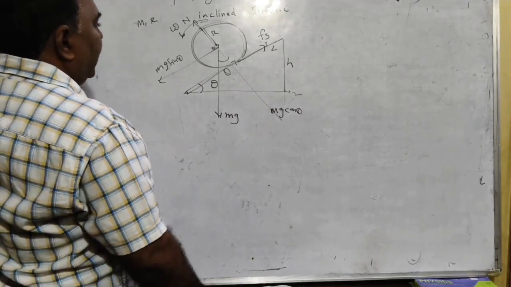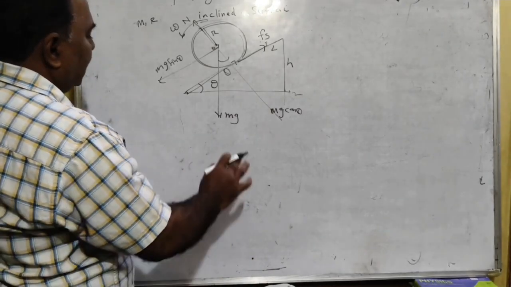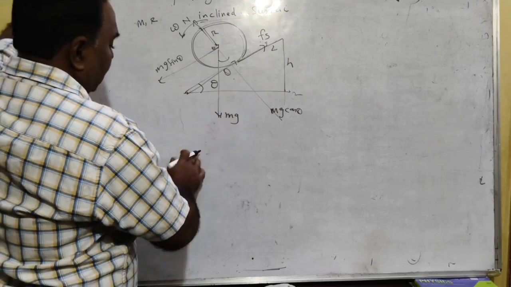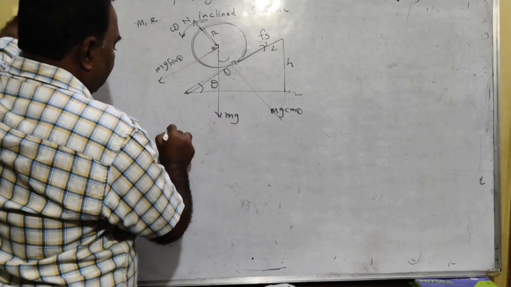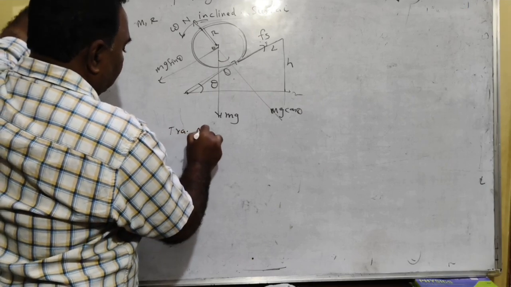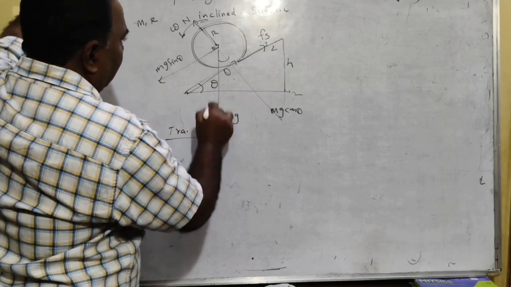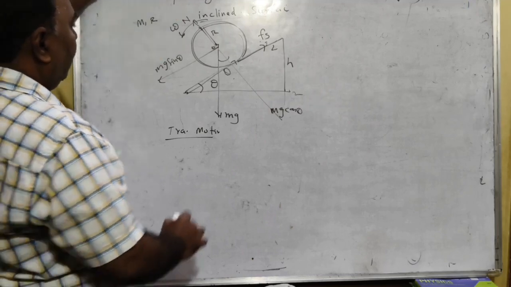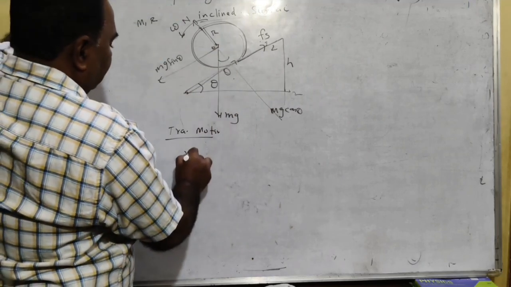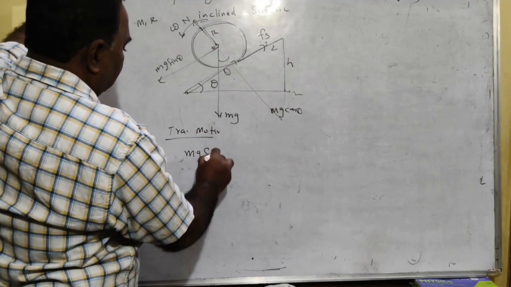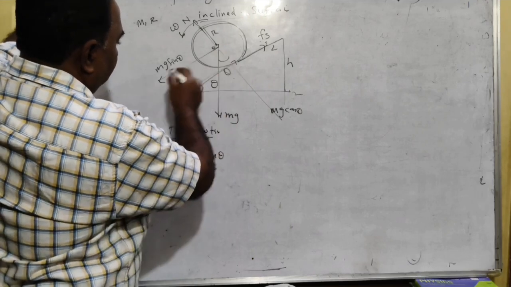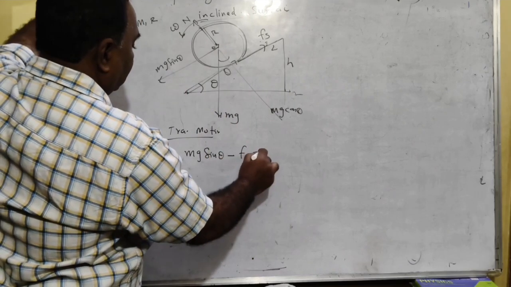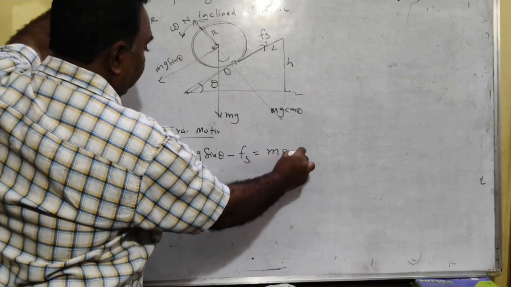Now, equating these forces, we consider the rotatory motion and the translatory motion here also. First, we will consider the translatory motion. What forces act on this rolling body? mg sin theta acts forward, minus fs acting backward. Net force is equal to mass into acceleration. Equation 1.